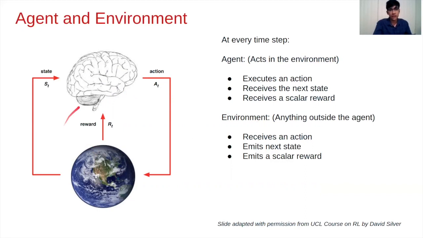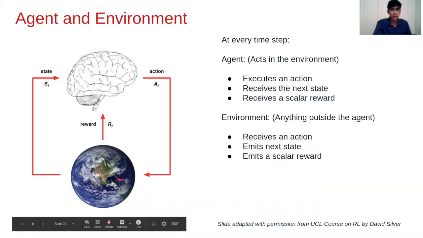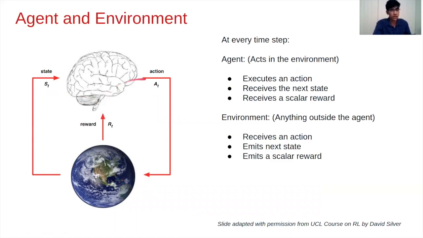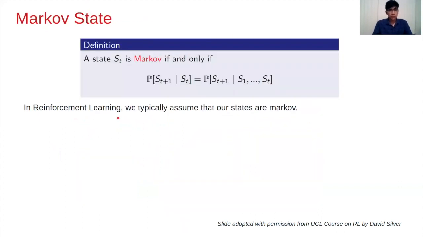At every time step, the agent takes an action that goes to the environment, and the environment sends a reward and the next state, which makes sense. You take an action and the environment will tell you how good your action was, and will also tell you what your next state is. And this happens again and again in a loop. The next thing we are looking at is called the Markov state.